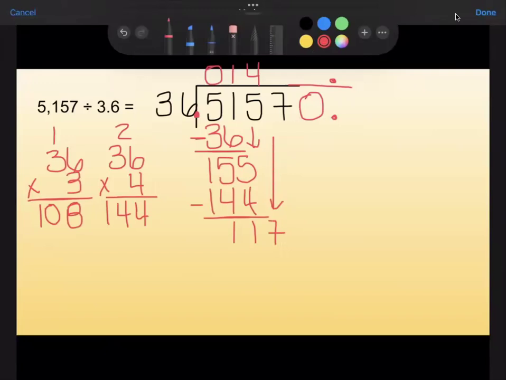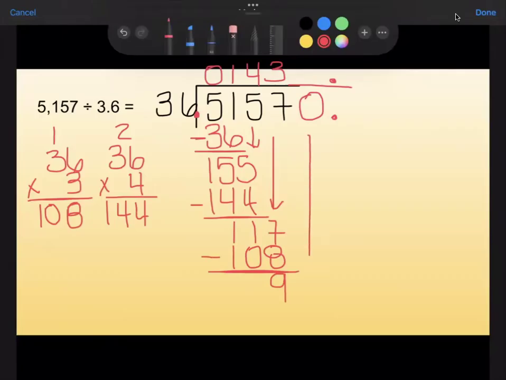So I know times 4 is too much because that's 144, but times 3 should work out nicely because that's 108, and I don't have to remultiply that. So I'm going to put a 3 up here, and then I'm going to put the 108 down here. Then when I subtract that, I should end up with 9 left over.